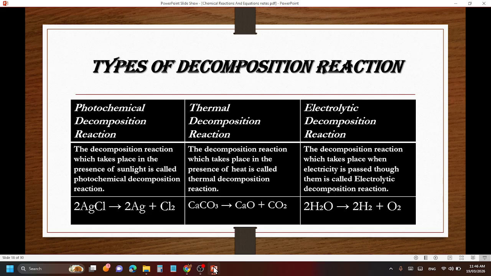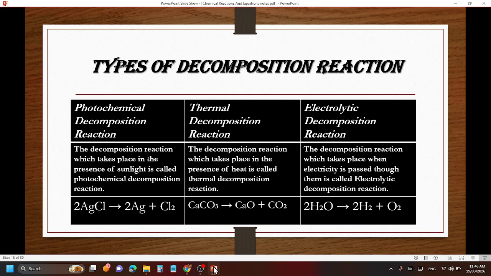What is this photochemical decomposition reaction? The decomposition reaction which takes place in the presence of sunlight is called photochemical decomposition reaction. Simple. If you see the word photo, what does it mean? Sunlight. The decomposition reaction which takes place in the presence of sunlight is called photochemical decomposition reaction. Case based study questions come from this topic, remember, okay?